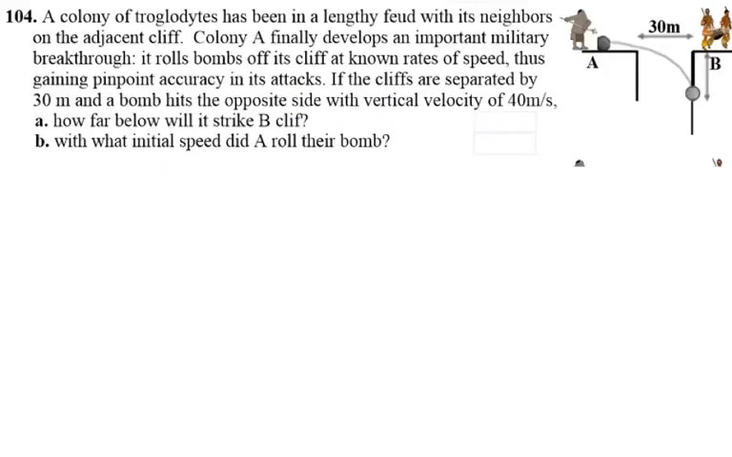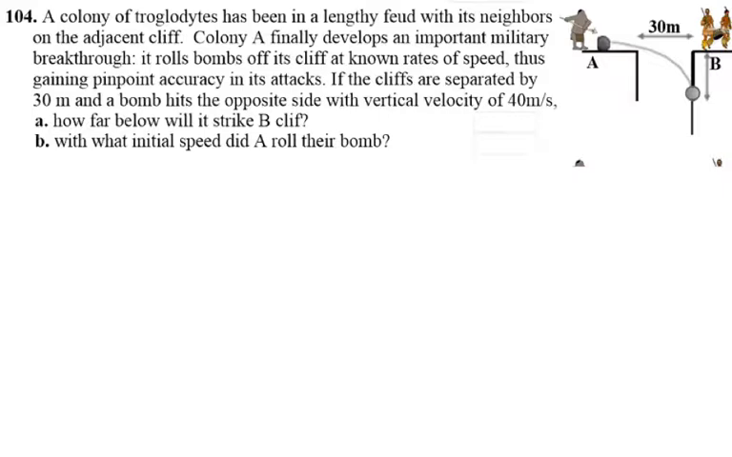This is an interesting question. Students usually call it the troglodyte question because it's about the troglodytes. Troglodytes, like the aborigines, the years and years before we had the tools and languages to speak, maybe they did have language. But a colony of troglodytes has been in a lengthy feud with the neighbors on an adjacent cliff. Colony A finally develops an important military breakthrough. It rolls a bomb off its cliff at a known rate of speed and thus gains pinpoint accuracy in its attacks.